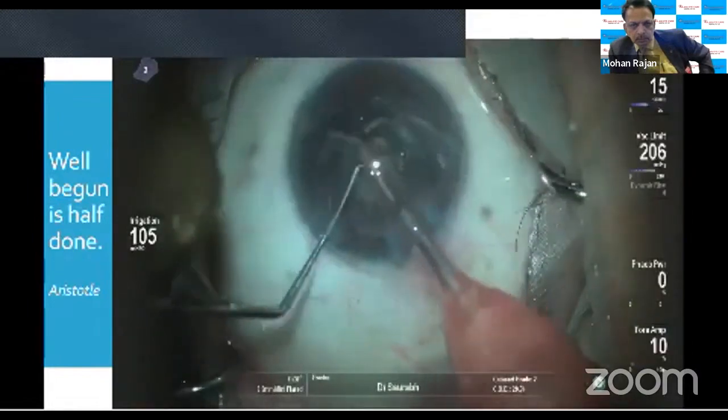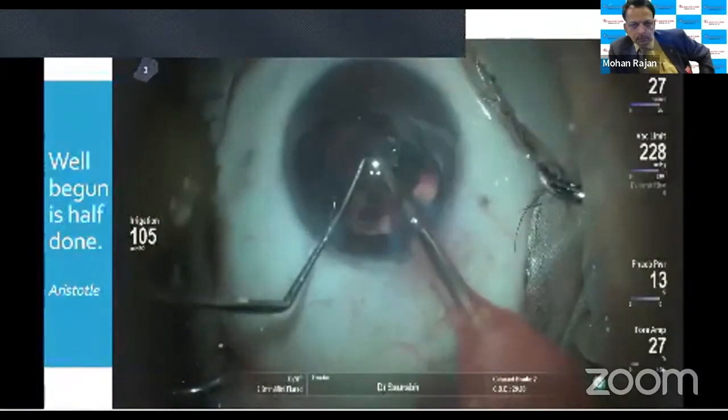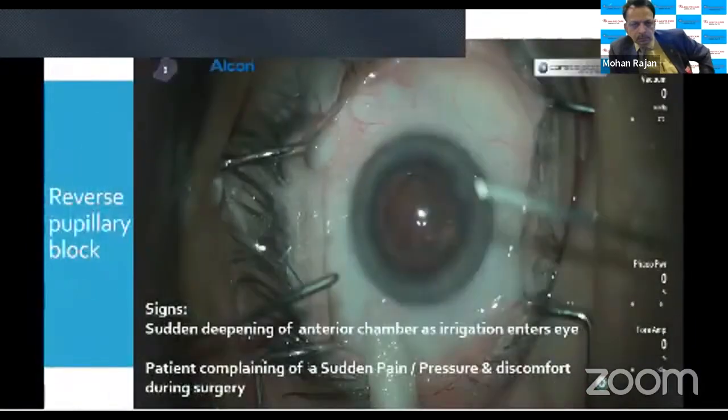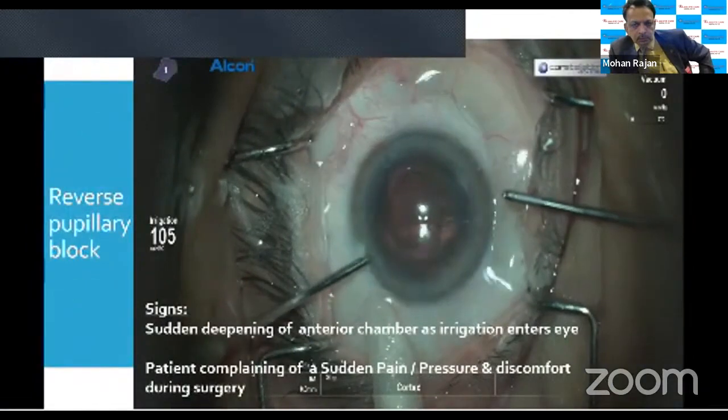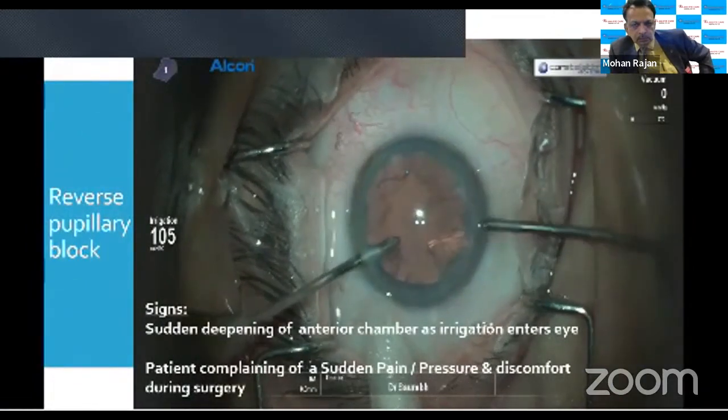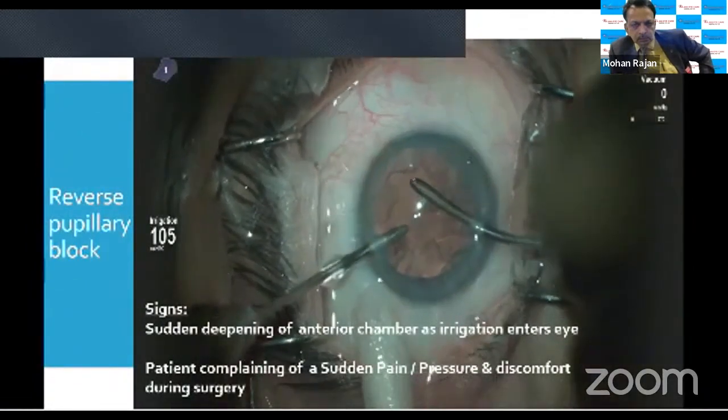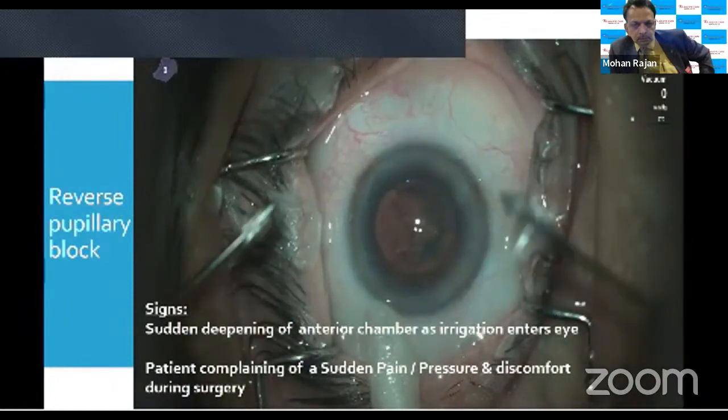One thing that we have to remember is reverse pupillary block, or lens iris diaphragm retropulsion syndrome. So what are the signs? The first sign is sudden deepening of the anterior chamber as irrigation enters the eye, and the patient suddenly starts complaining of pain, pressure or discomfort during the surgery.